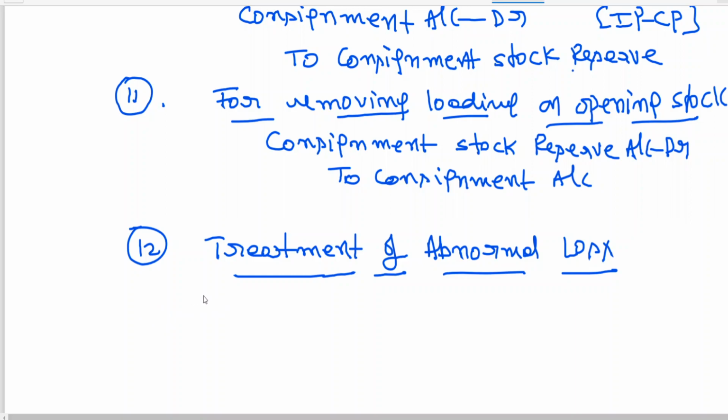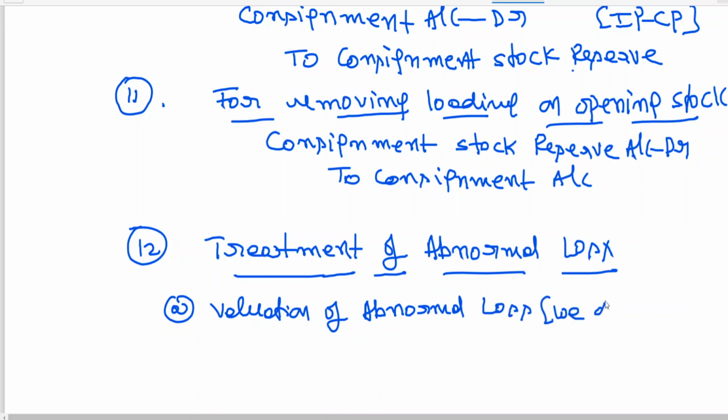Here we are having two things. Valuation of abnormal loss we will discuss later on. B, first, before going for recording, we need to calculate the abnormal loss. How to value that abnormal loss we will discuss later. Then the accounting treatment.